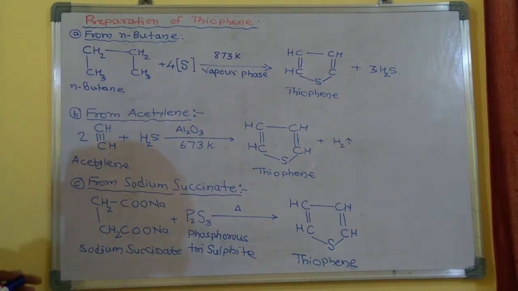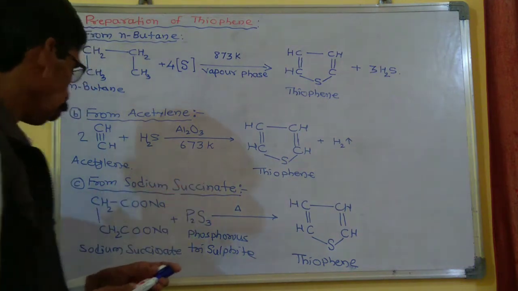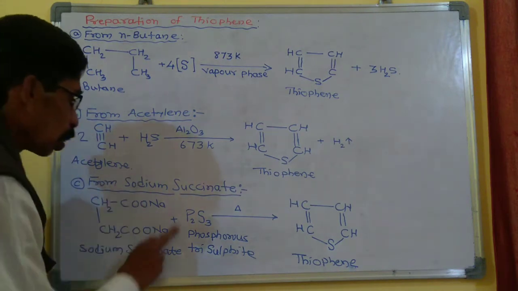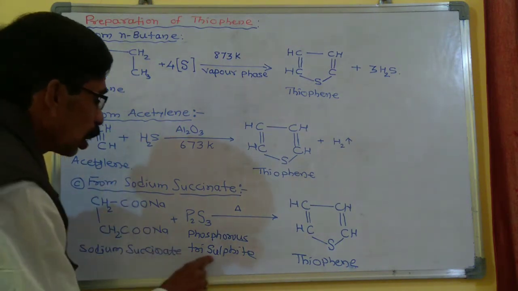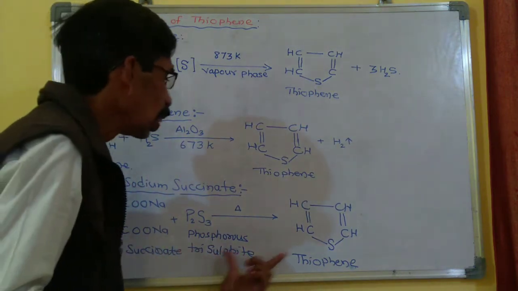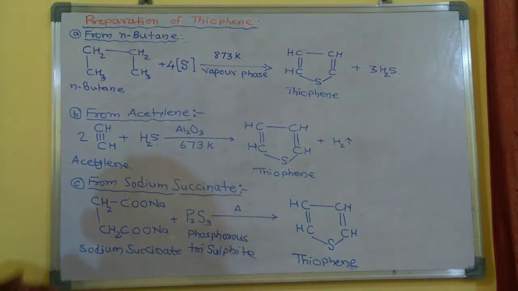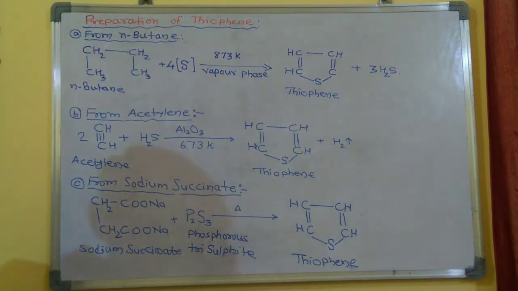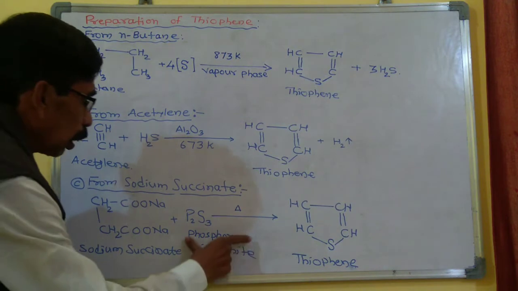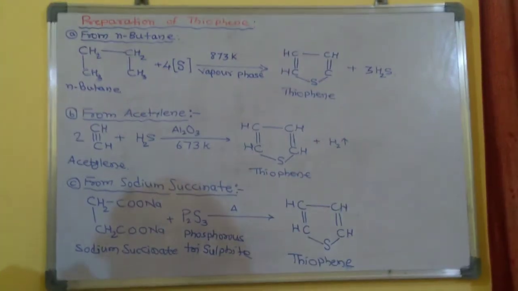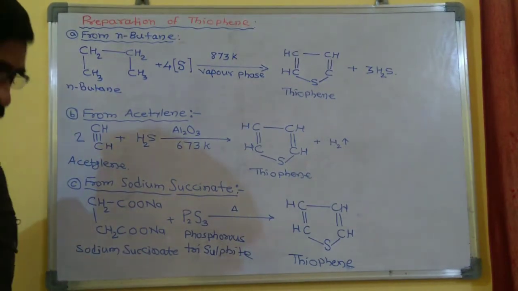Now the third method is from sodium succinate. When sodium succinate reacts with phosphorus trisulfide, it gives thiophene. Now this method is used in the laboratory. In the laboratory, thiophene can be prepared by this method, that is, sodium succinate reacting with phosphorus trisulfide. So these are the three methods for preparation of thiophene.